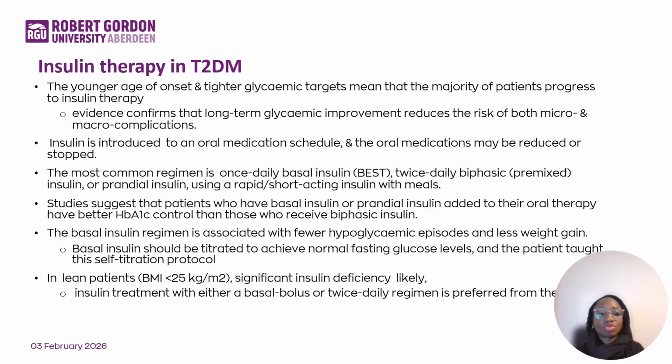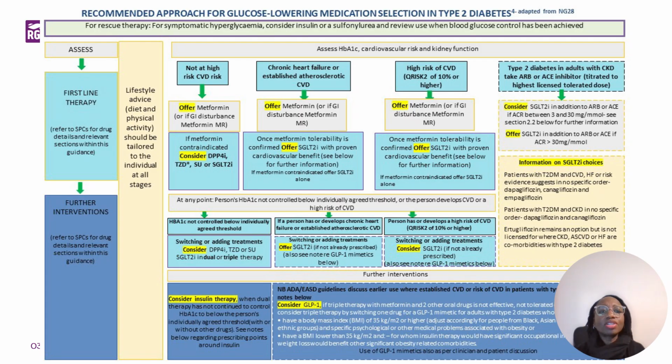Okay, in lean patients whose BMI is less than 25 kilograms per meter squared, significant insulin deficiency is likely, so insulin treatment with either basal bolus or twice daily regimen is preferred for these patients. Okay, I thought I would include here the recommended approach for glucose lowering medication selection in type 2 diabetes. Again, for rescue therapy, for symptomatic hyperglycemia, consider insulin and a sulfonylurea and review use when blood glucose control has been achieved. So this is when you need rescue therapy.